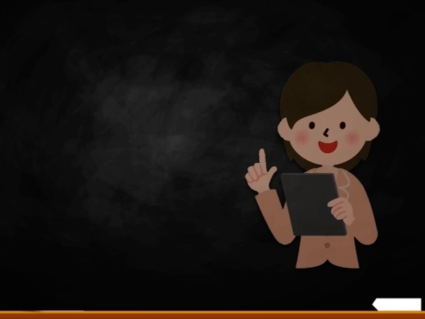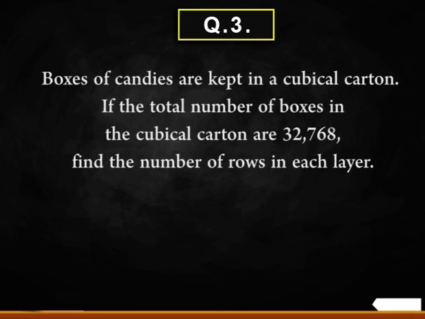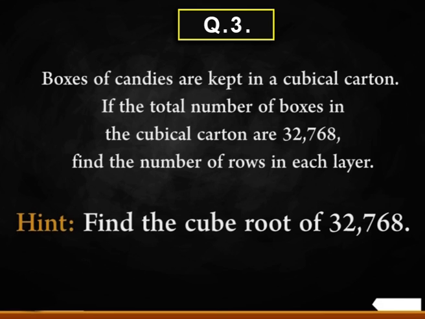Let's move further. I'm going to give you one more question that is a tricky one. Your next question is, boxes of candies are kept in a cubical carton. If the total number of boxes in the cubical carton is 32,768, find the number of rows in each layer. I am going to give you a hint for this question. You have to find out the cube root of 32,768 and the answer will be the number of rows in each layer. The answers to these questions will be given to you once you solve all the questions.